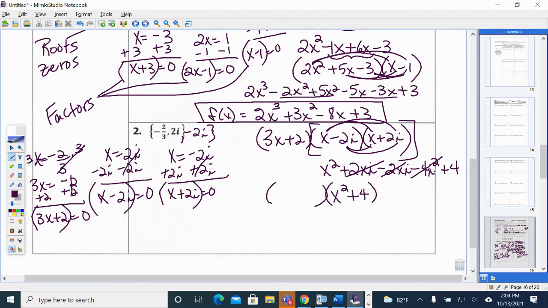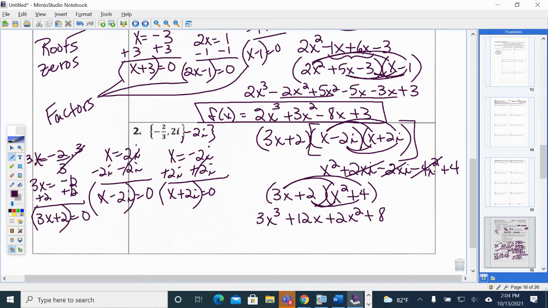And then we need to multiply that times the 3x plus 2. 3x times x squared is 3x to the third. 3x times 4 is a positive 12x. 2 times x squared is a 2x squared. And then 2 times 4 is a positive 8.